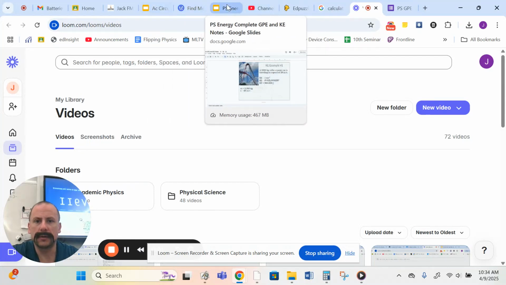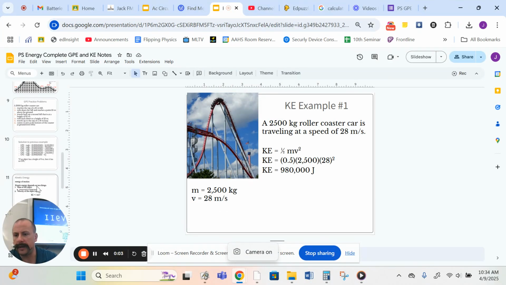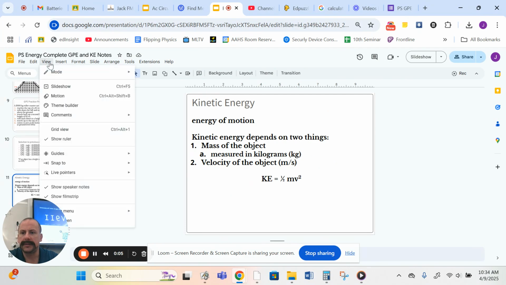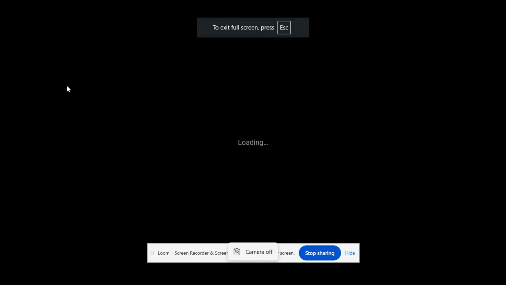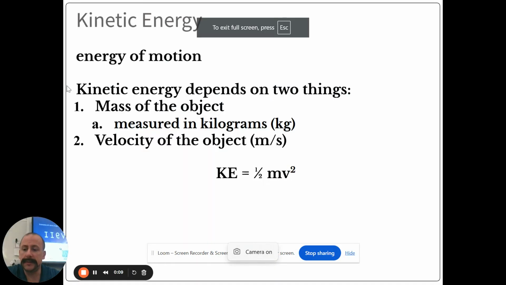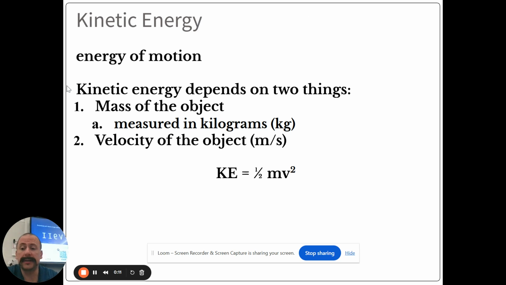All right, guys. Today we're going to talk a little bit about another form of energy that we happen to have, and this is what's called kinetic energy. Kinetic energy is the energy of motion. So anything that is moving can have kinetic energy.